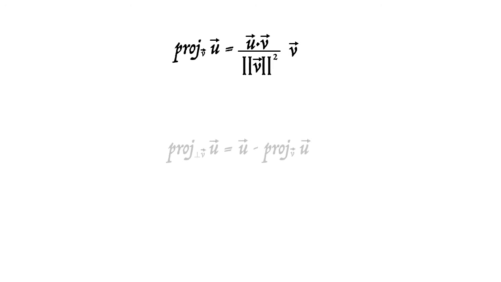Since the projection onto v was given by s v, we have the projection onto v is given by u dot v over the magnitude of v squared times v. We also have that the projection orthogonal to v is given by u minus the projection onto v.